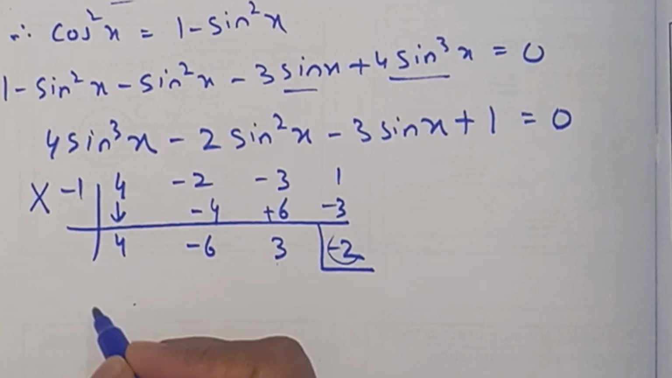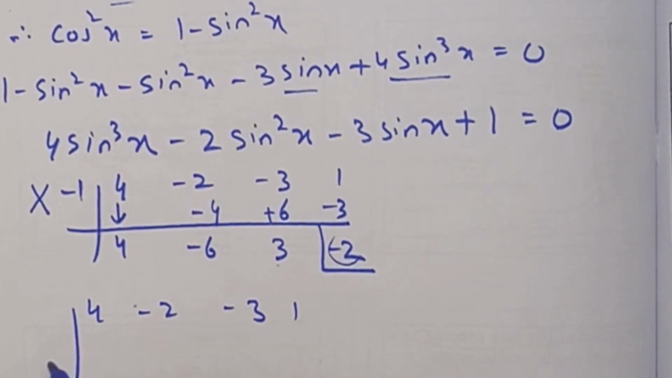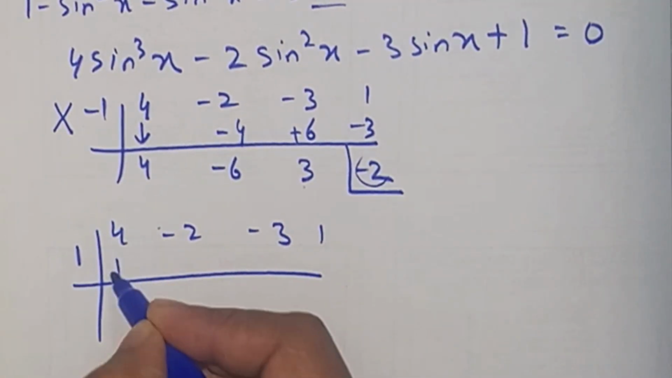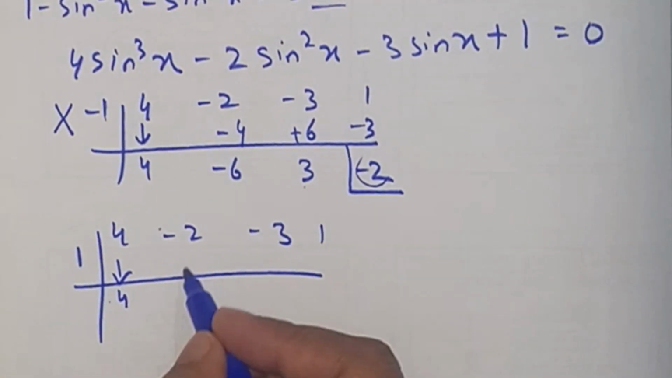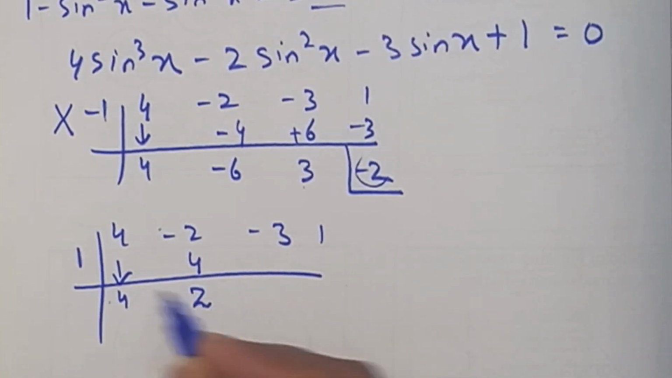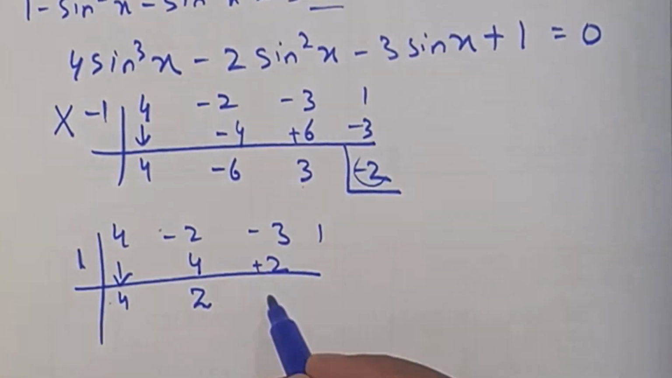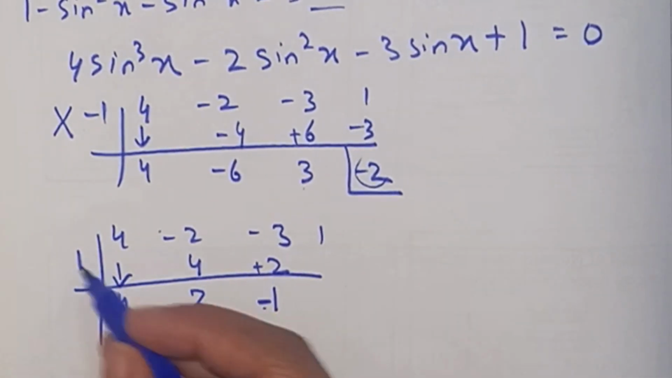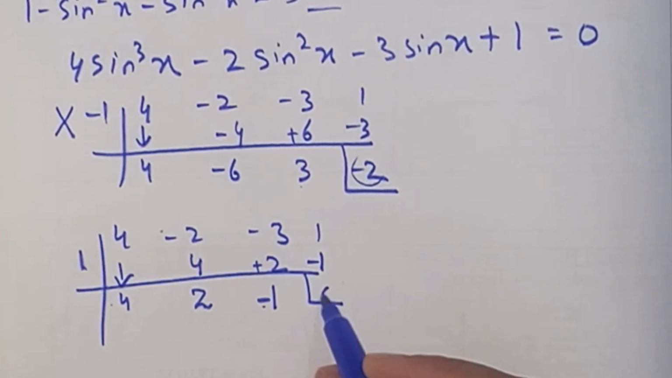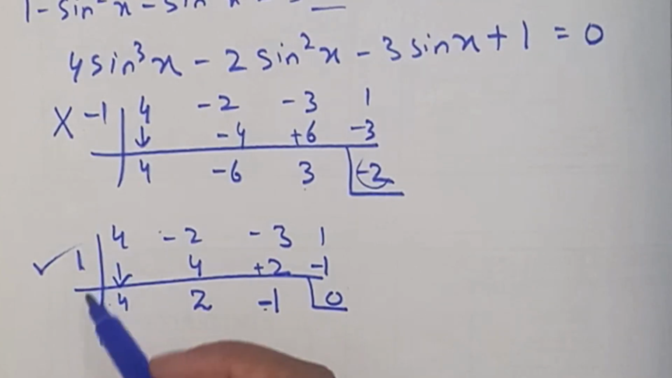So we write this again: 4, minus 2, minus 3, 1. Now we take the factor 1. We write 4 as it is. Multiply 1 by 4, we get 4. Minus 2 plus 4 is equal to 2. Multiply 2 by 1, we get 2. And minus 3 plus 2 is equal to minus 1. Multiply minus 1 by 1, we get minus 1. And 1 minus 1 is 0. So the remainder is 0, which implies this is a factor of our equation.